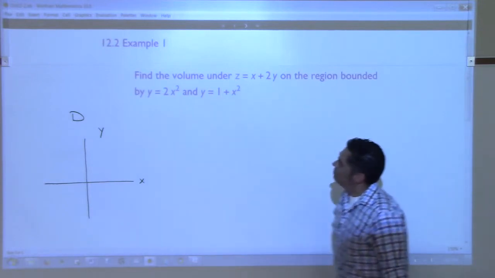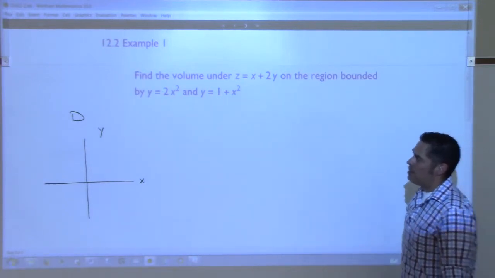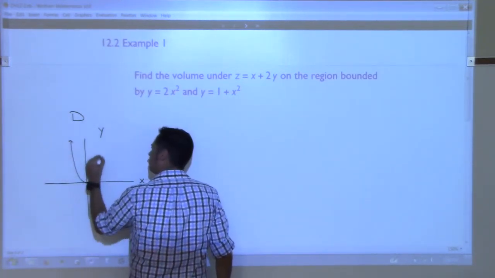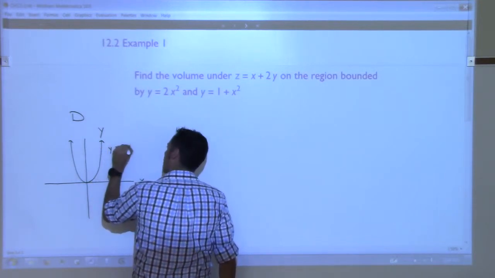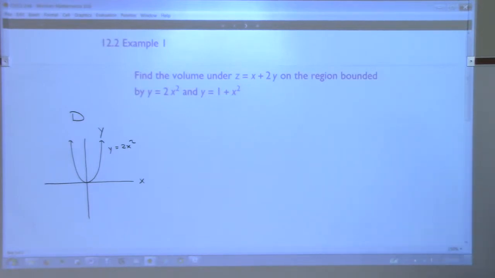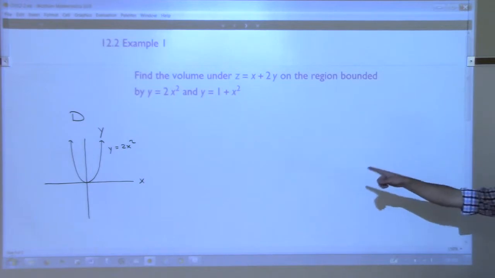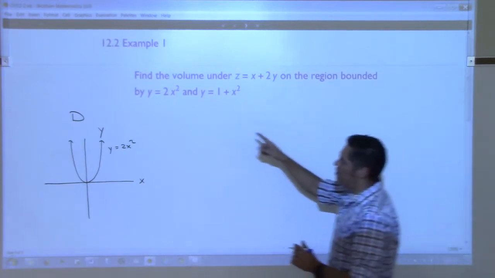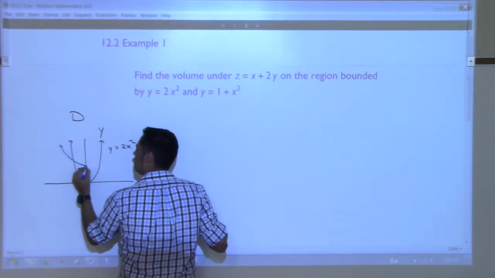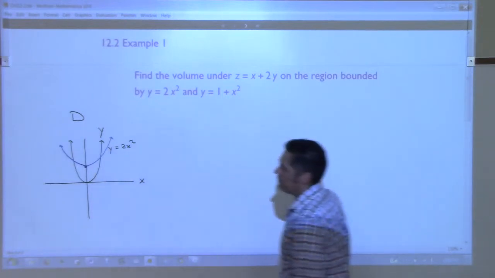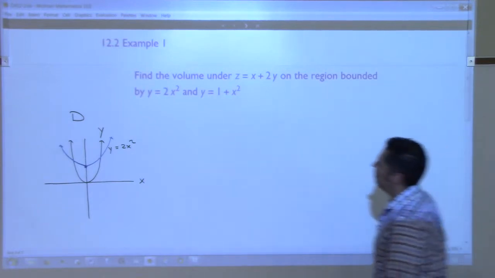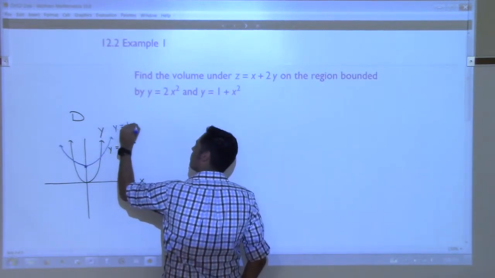It's these two curves. So y equals 2x squared looks like a parabola that opens up. It's kind of steep because it's 2x squared. And then what's the other parabola look like? It's just a regular parabola shifted up one, but it's going to be wider than that one, isn't it? Because it's x squared, not 2x squared. So if I move up one, it's going to be a little wider, so it's going to go like that. It's pretty wide. So y equals 1 plus x squared.